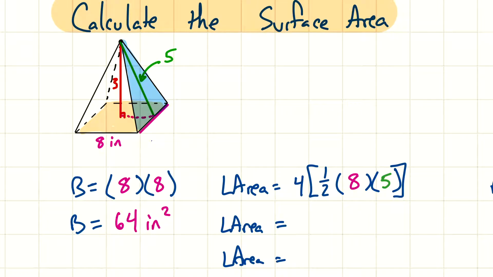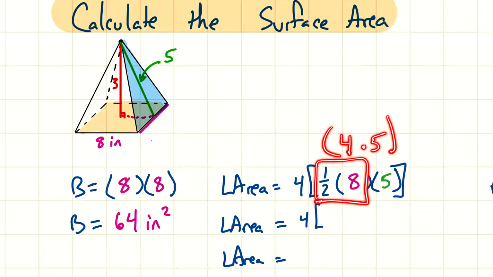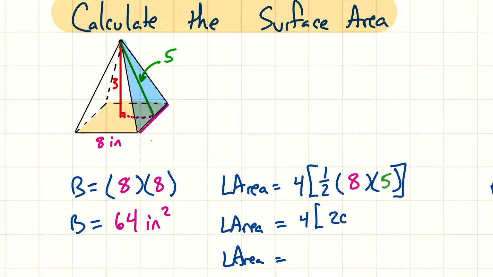All right, so first thing I'm going to do is, I like to always leave the 4 last, but I like to simplify the triangle area first. So 1/2 times 8 is 4, so that's 4 times 5 that I'm looking at here. So 4 times 5 is 20. So this is going to be 20. And so now I'm looking at 4 times 20, which is 80 inches squared. All right, so there's my base area and lateral area.